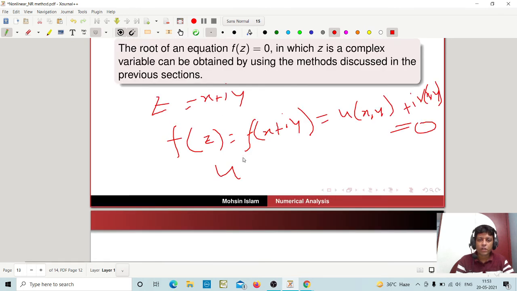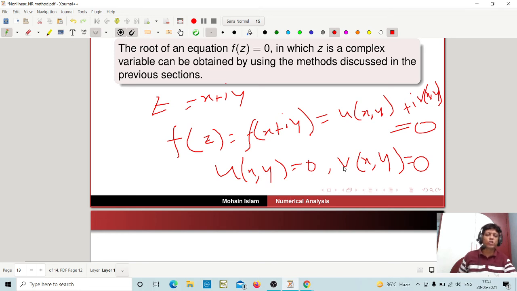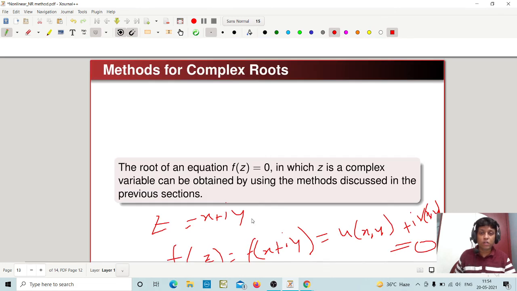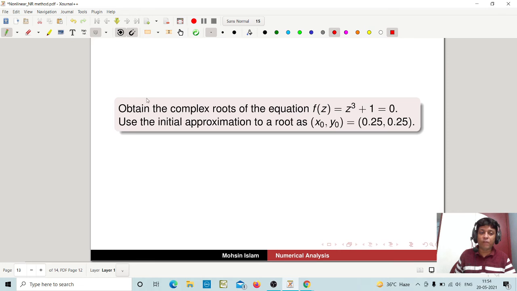So you have two equations actually, u(x,y) equal to 0 and v(x,y) equal to 0. Look at that, these are two equations in two unknowns x and y. These may be nonlinear, maybe linear, but you have a system of equations. So you can use your previous method to solve these equations. So you can find the complex roots of a system of equations; these are methods for complex roots. So let's have an example for that.